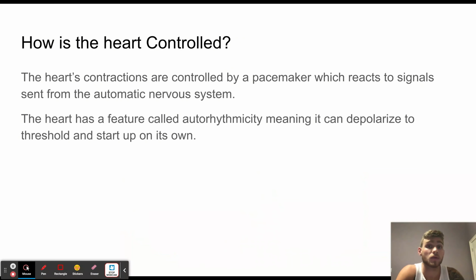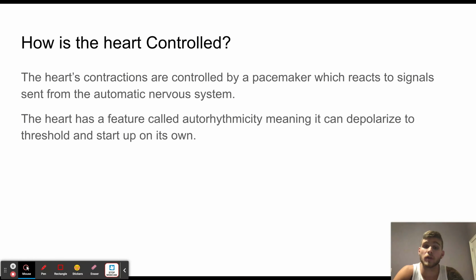How is the heart controlled? It's going to be controlled by a pacemaker, and the pacemaker is going to be controlled by the autonomic nervous system. So this actually isn't a conscious thing. You're not thinking of pumping your heart. You can't even change it by thinking about pumping your heart.